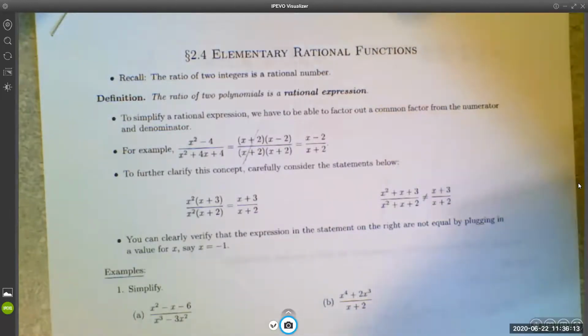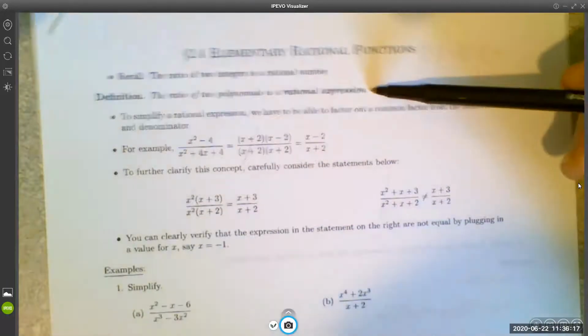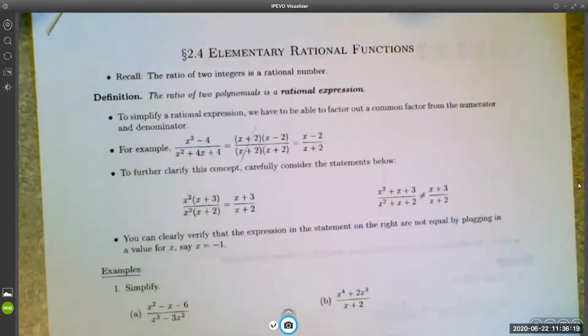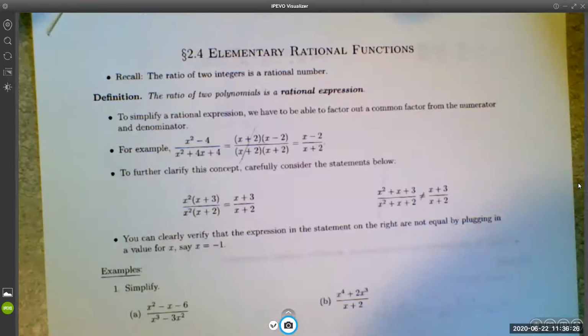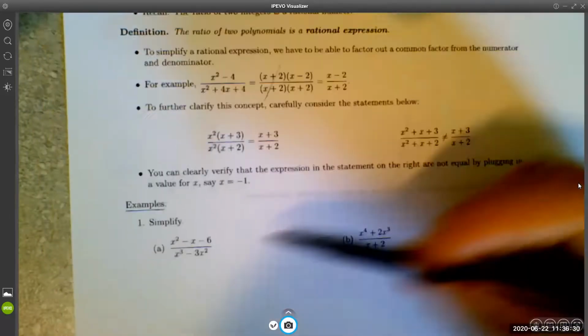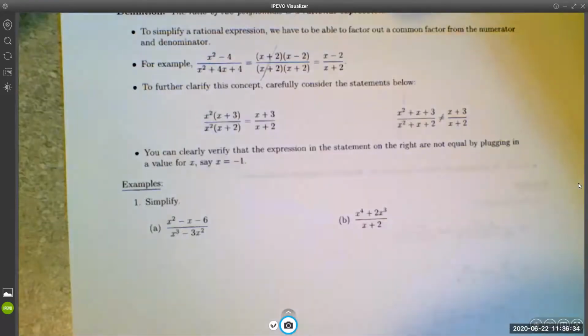The moral of the story is, if you want to simplify a rational expression, you have to factor, and then you can cancel off common factors. But you can't just cancel off common terms, okay? So I'm going to walk you through some examples where we simplify some stuff, where we do some multiplication, some division. So let's get to it.